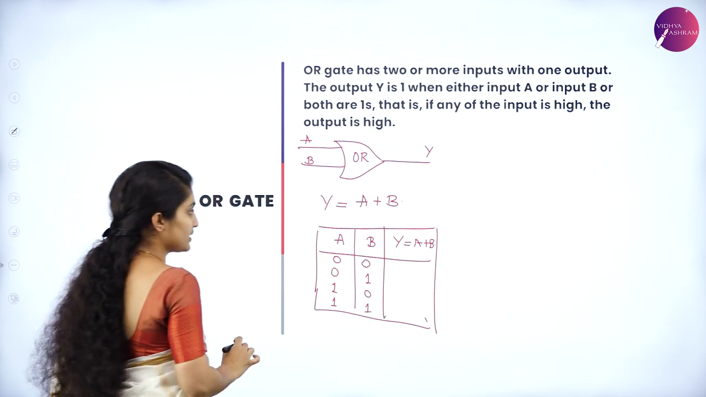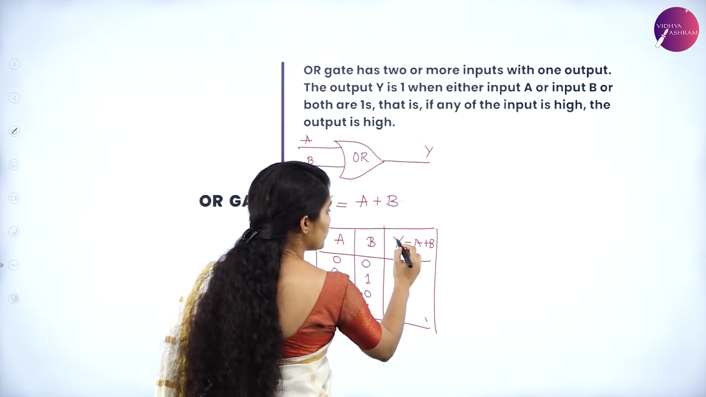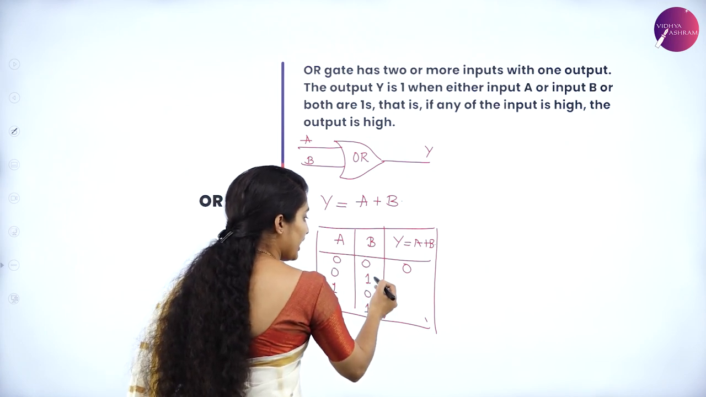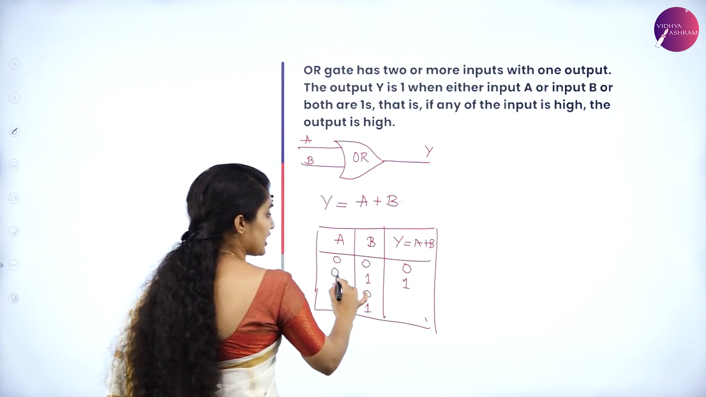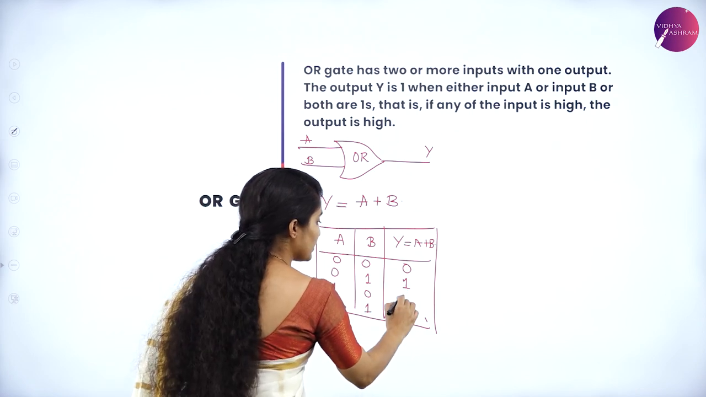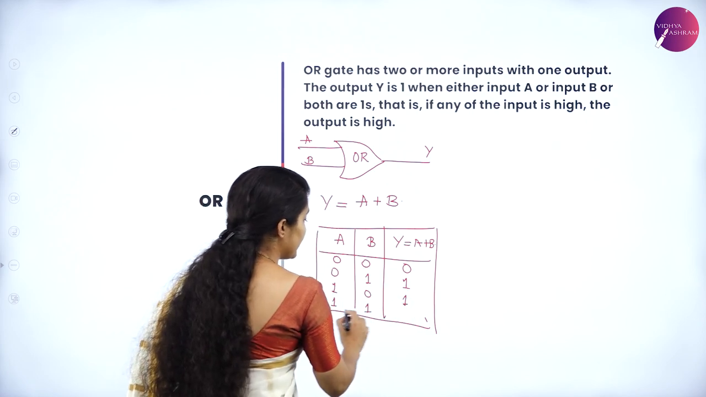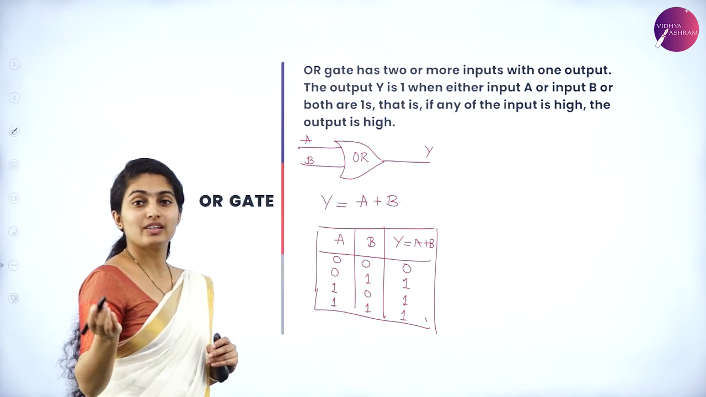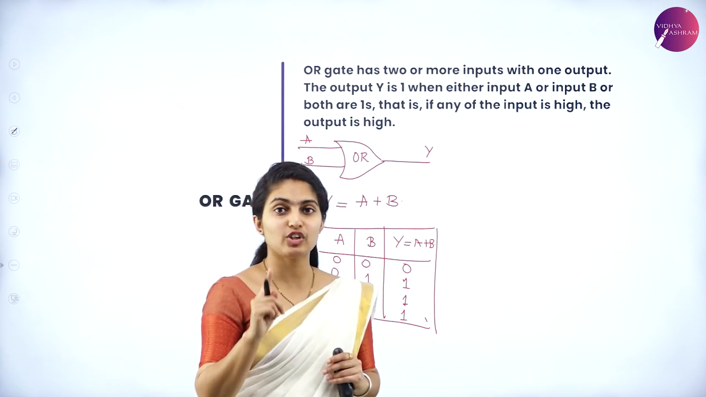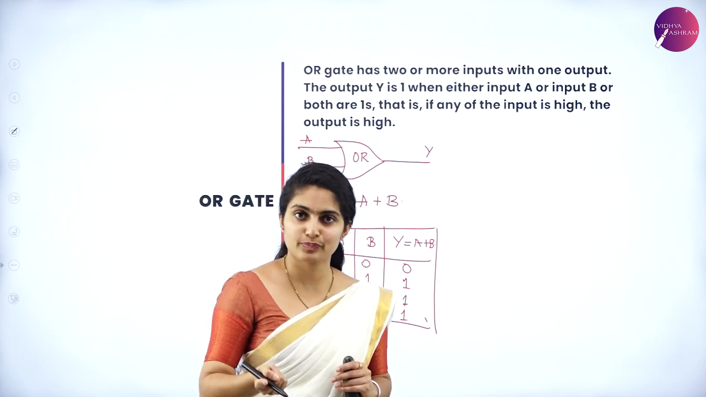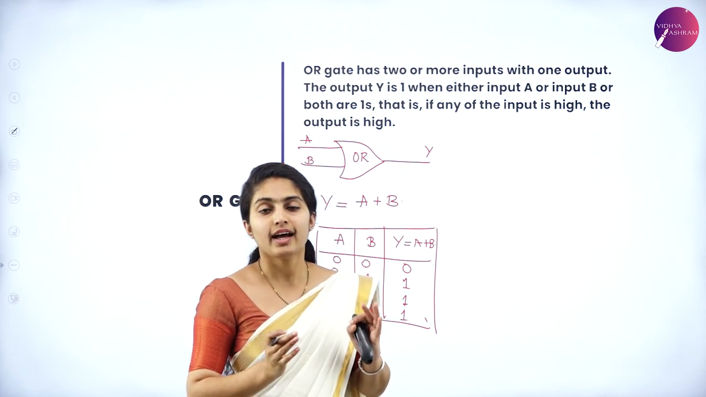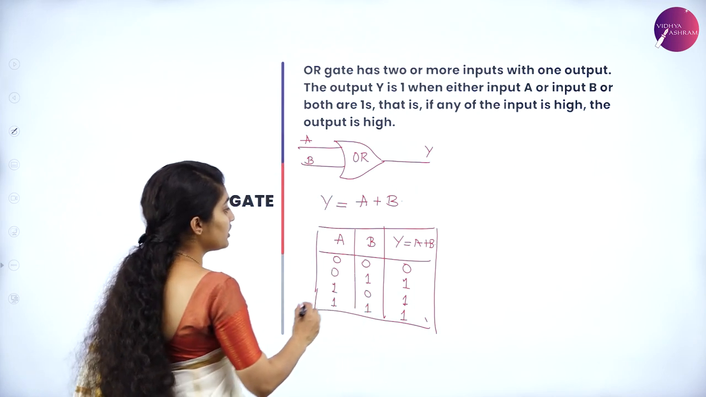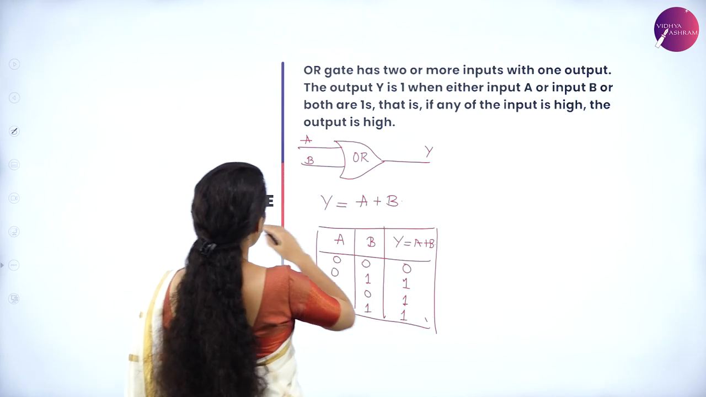These are the possibilities. When it is 0 and 0, the output also is 0. When it is 0 and 1, output is 1, because A plus B is 1. For 1 and 0, it is 1 again. For 1 and 1, it is 1 again. 1 plus 1 is not 2. I told you the maximum will always be 1 and the minimum will always be 0, not lower than that, and not higher than 1. So this is the value for OR gate.